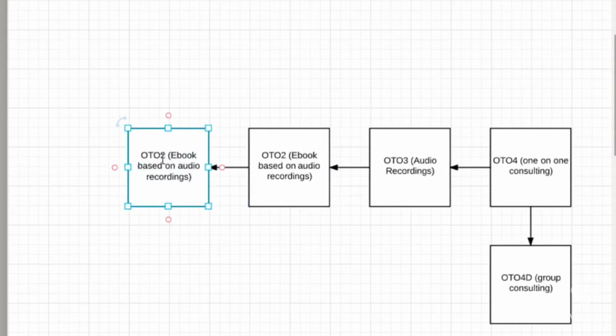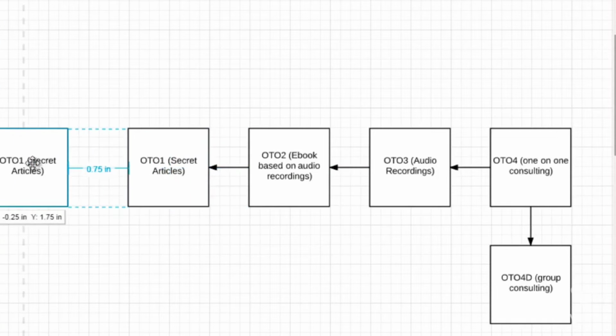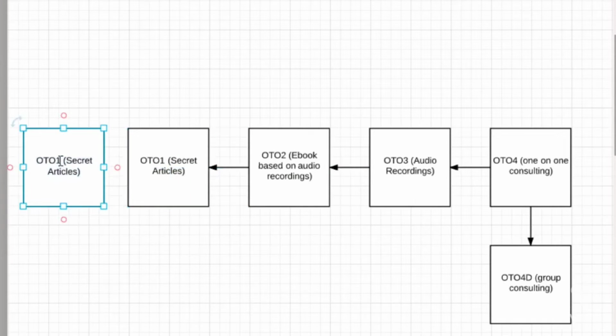So OTO1, this could be a piece of that. Maybe this could be secret articles or something like that. So it's a piece of that, a piece of that, and then of course we have the front end offer. We'll do FE for front end offer, and that could be a video course.